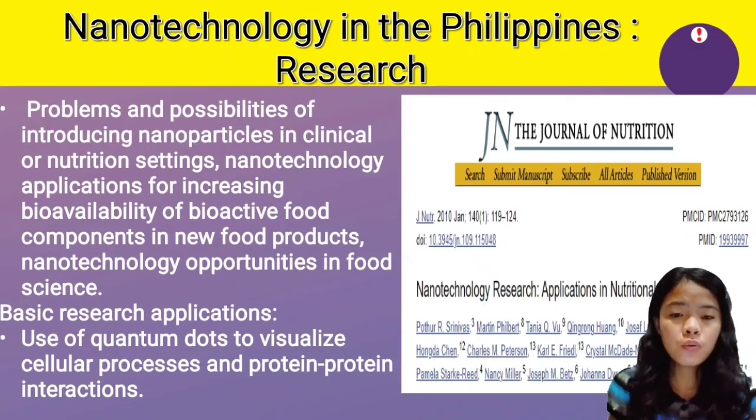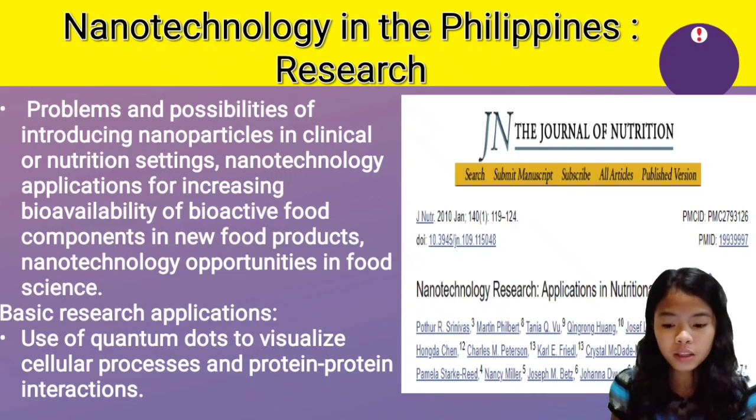Now we will discuss nanotechnology in Philippine research. Due to the wider spread of nanotechnology, many scholars conducted research in order to visualize and understand the application of nanotechnology in different aspects. One example is the Journal of Nutrition. This article mainly focuses on the problems and possibilities of introducing nanoparticles in clinical and nutrition settings. It also discusses basic research applications with the use of quantum dots to visualize cellular processes and protein-to-protein interactions.